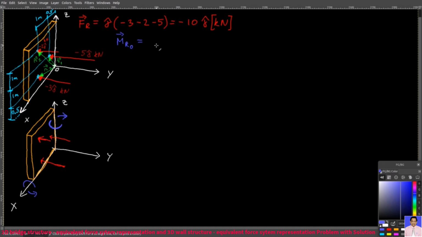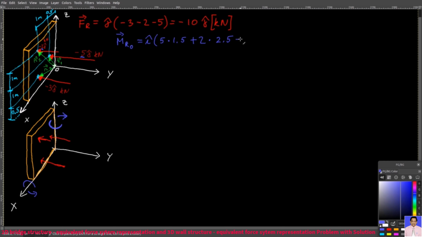MRO equals i times 5 times 1.5. This is the 5 kilonewton force, and the moment arm from this force till the x-axis is 1 plus 0.5 equals 1.5 meters. And it's about the positive x-axis, so it's positive. Then plus 2 times 2.5. So now we are dealing with this force, and the moment arm till the x-axis is 1 plus 1 plus 0.5, so it's 2.5 meters.